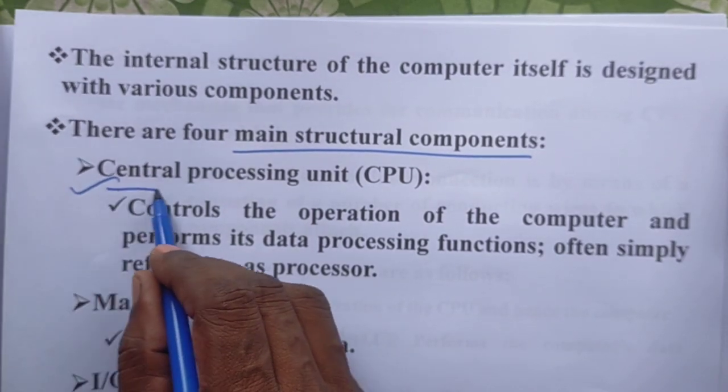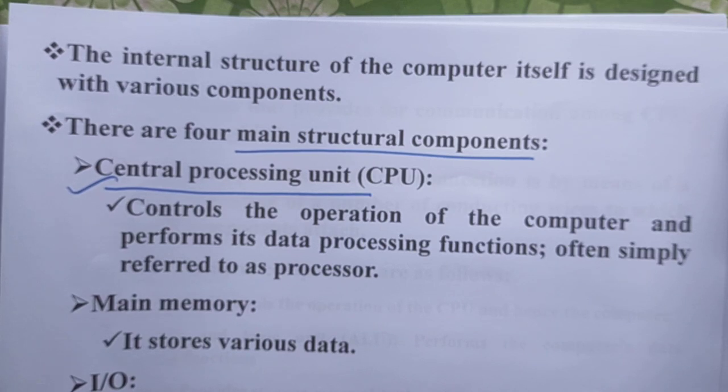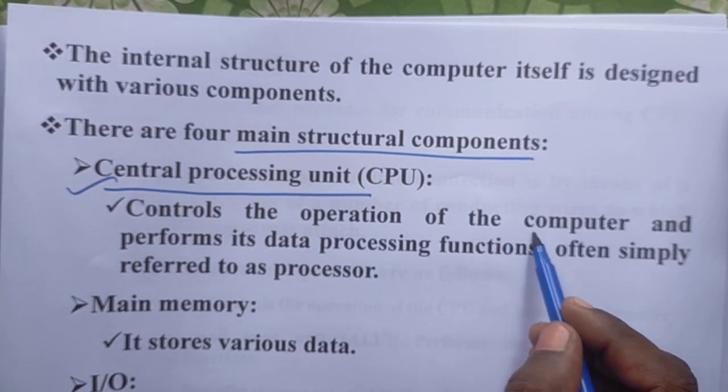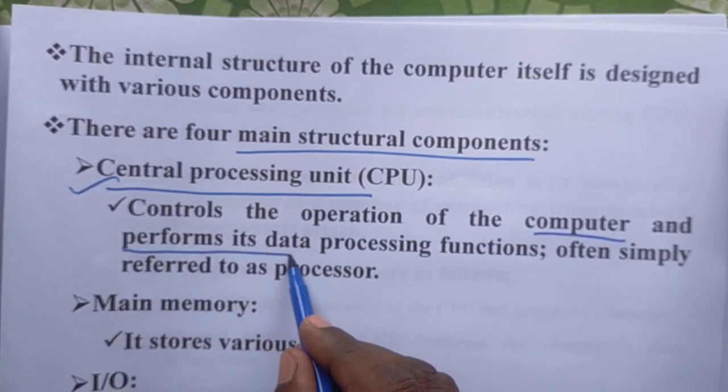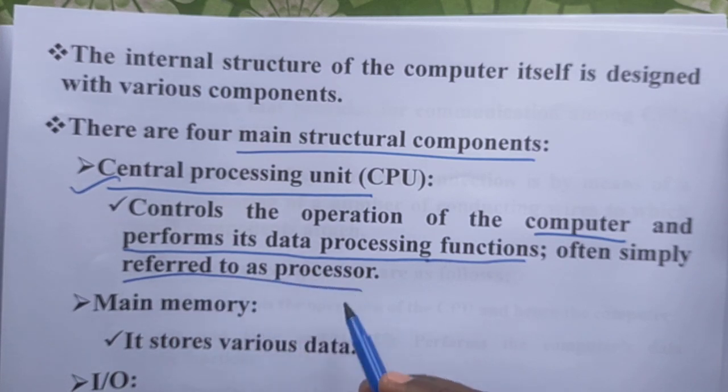The first one is the central processing unit. All of you know what a central processing unit is. It centrally processes all kinds of operations. So it controls the operation of the computer and performs its data processing functions. Often you can call it a processor, which does all kinds of things through this central processing unit.